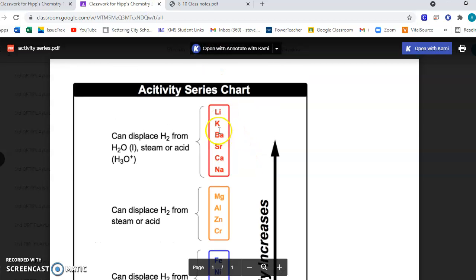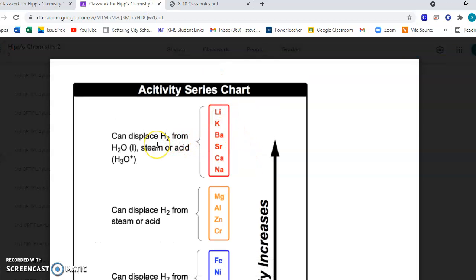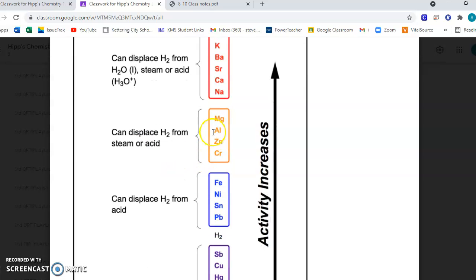These right up here at the top can displace hydrogen both from acid and from liquid water. That L there means liquid water. They can also do it to steam. These metals can only replace hydrogens from steam.